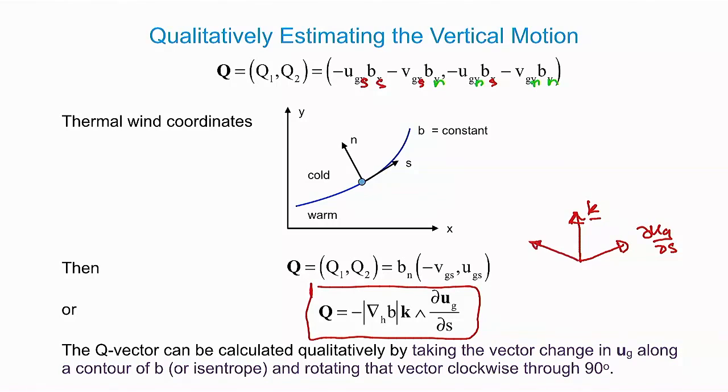But there's a minus sign here. So that's K cross dUG/ds. But of course there's a minus sign. It's out this way. So the Q vector can qualitatively be calculated by working out how the geostrophic wind changes along the isentrope and then rotating clockwise through 90 degrees.